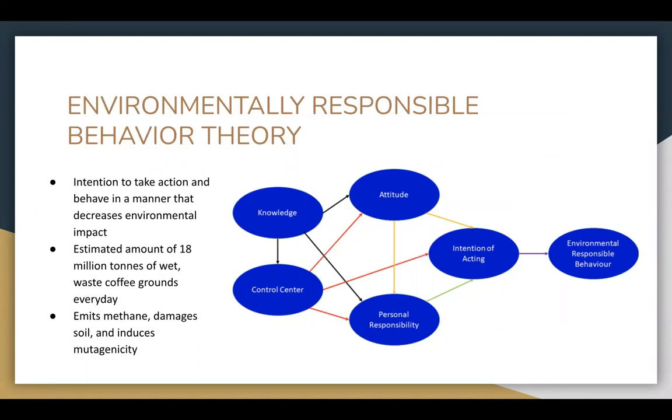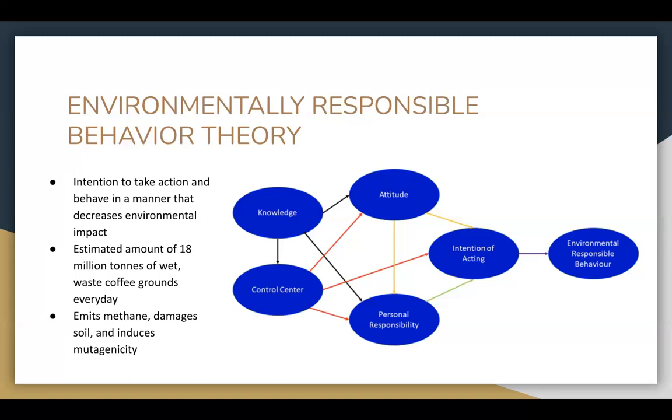Globally, we consume 2.25 billion cups of coffee every day, and this means we have an estimated amount of 18 million tons of wet, wasted coffee grounds every day. The yearly environmental impact of coffee waste decomposition is equivalent to 10 million car emissions. This waste is sent to landfills where they emit methane and become a primary cause of global warming issues.